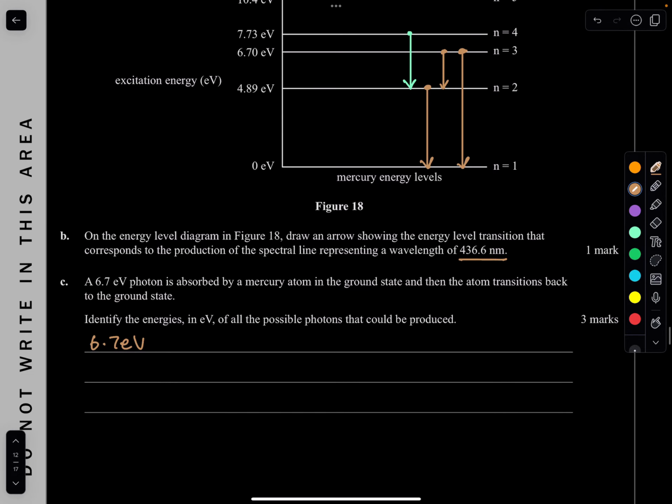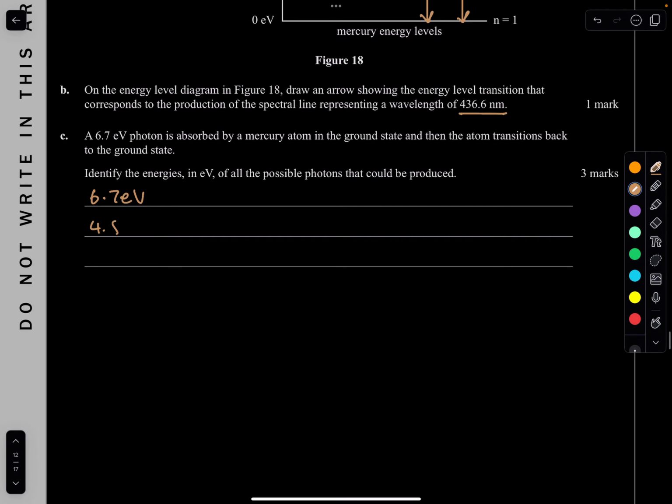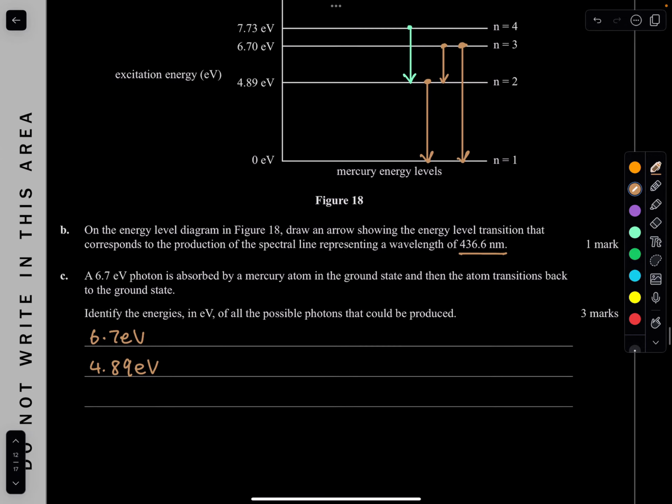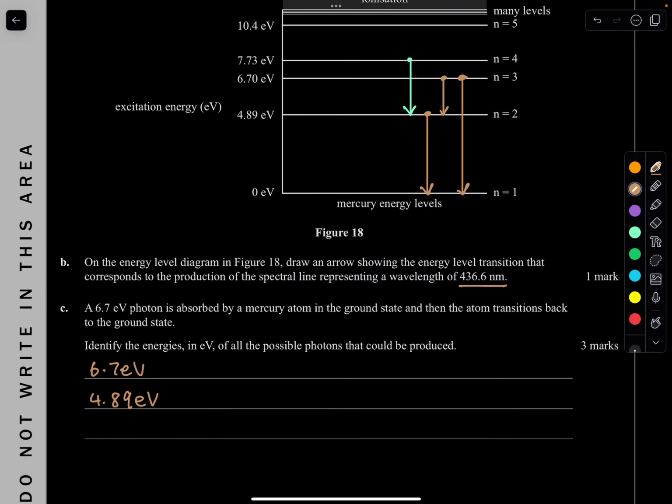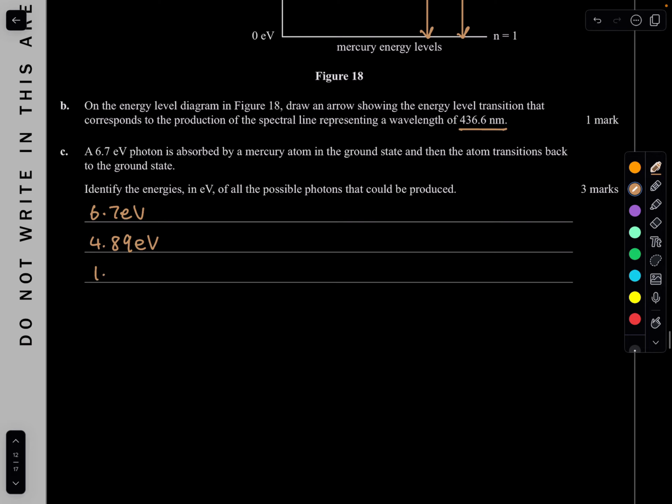The other one is 4.89. So 4.89. And the little one is basically 6.7 minus 4.89, which is 1.81 electron volts. Done.